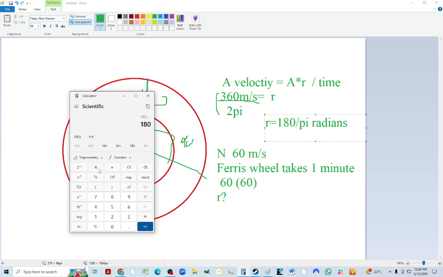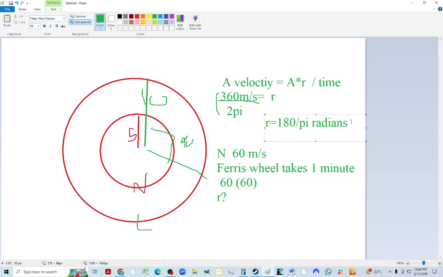Remember that pi is just a number. And you get this: the radius of this giant Ferris wheel is 57.3 meters. It's huge, which makes sense because 60 meters per second is a lot faster than the calculation we did a little while ago. So since we know it takes her one full circle, 2 pi, to get around, we discover that.